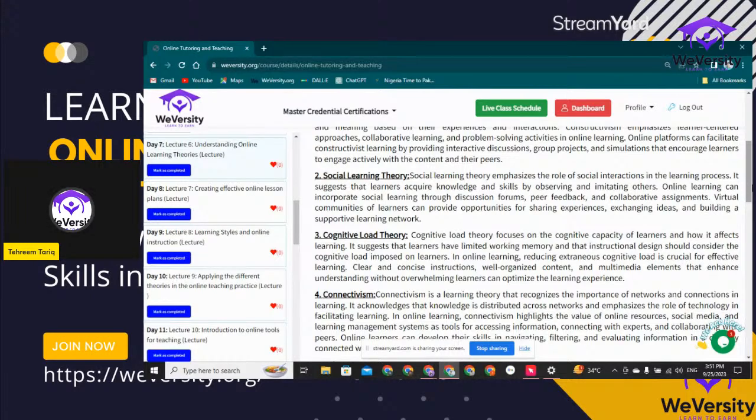Social learning theory emphasizes the role of social interactions in the learning process. It suggests that learners acquire knowledge and skills by observing and imitating others. Online learning can incorporate social learning through discussion forums, peer feedback, and collaborative assignments.